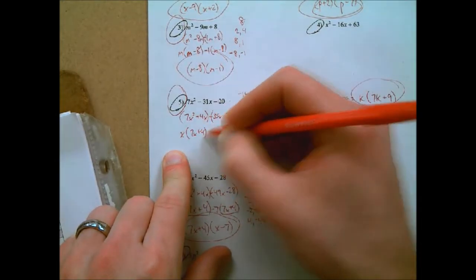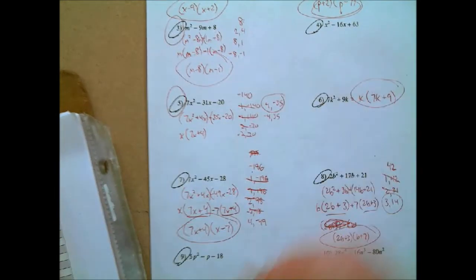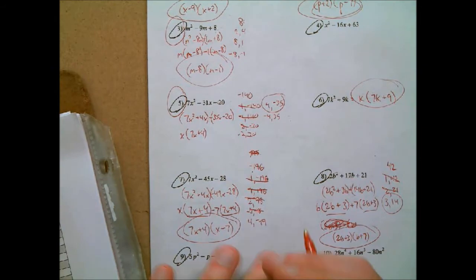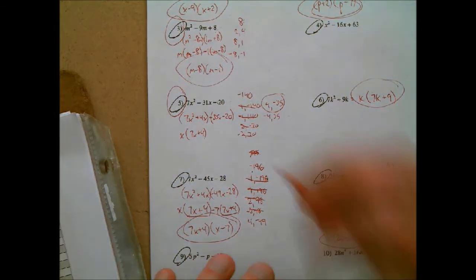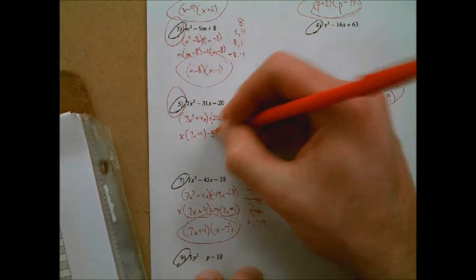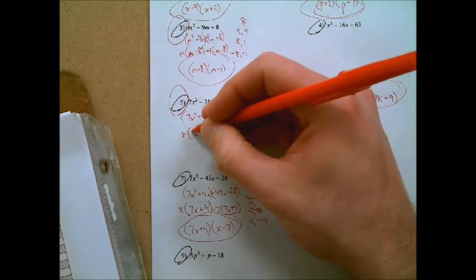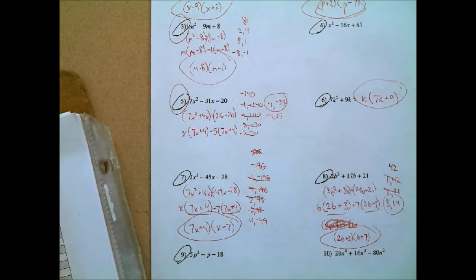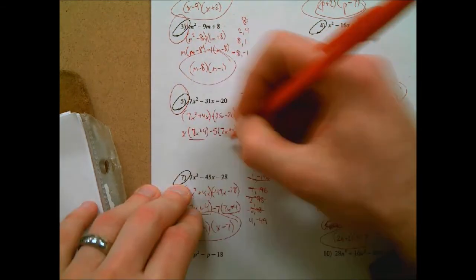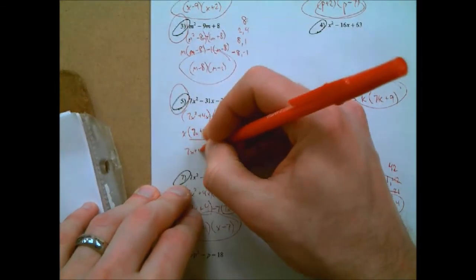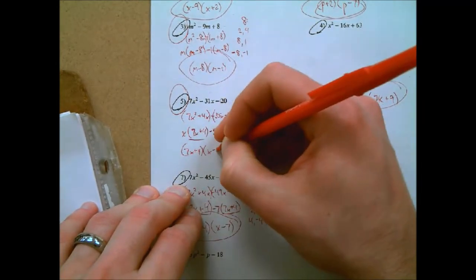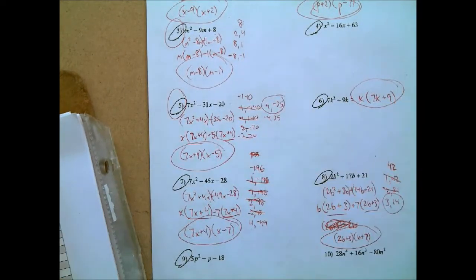And then from here, what can we take out? We can take out negative 5. Good. Negative 5. Very good. 7x plus 4. Okay. So then we take out that 7x plus 4 that's in common to both. And then there's your answer. 7x plus 4 times x minus 5.